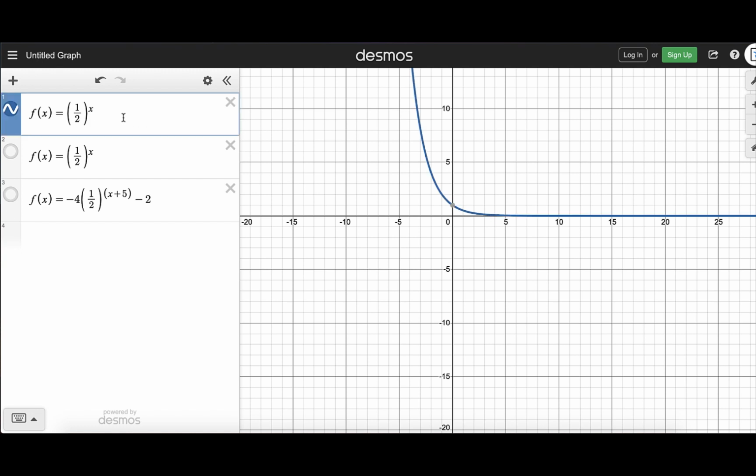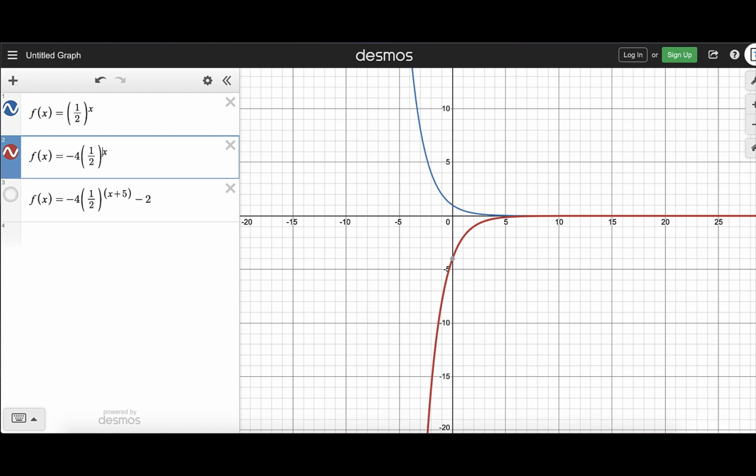So right now I have our original parent function graphed, which is just f of x equals 1/2 to the x power, where nothing is done to it. So as we go through, let's add things that happen to it. If we were to dilate it by a factor of 4, it's going to move it up 4. It's going to stretch it vertically. That negative out front is going to reflect it over the x-axis.